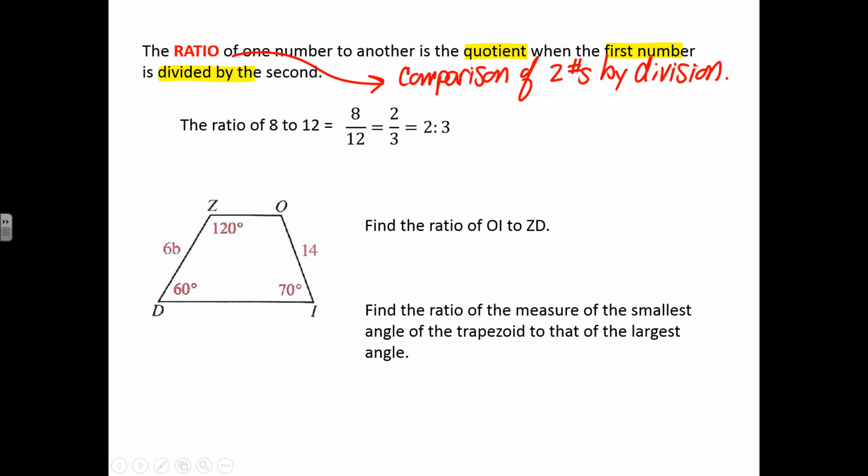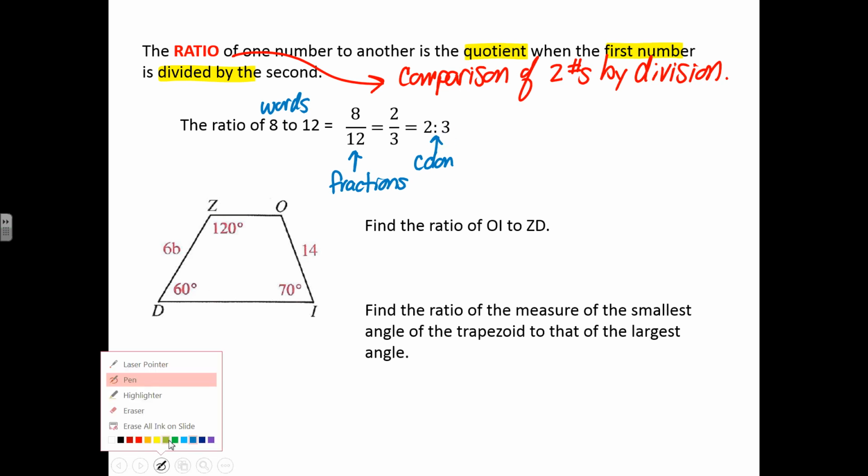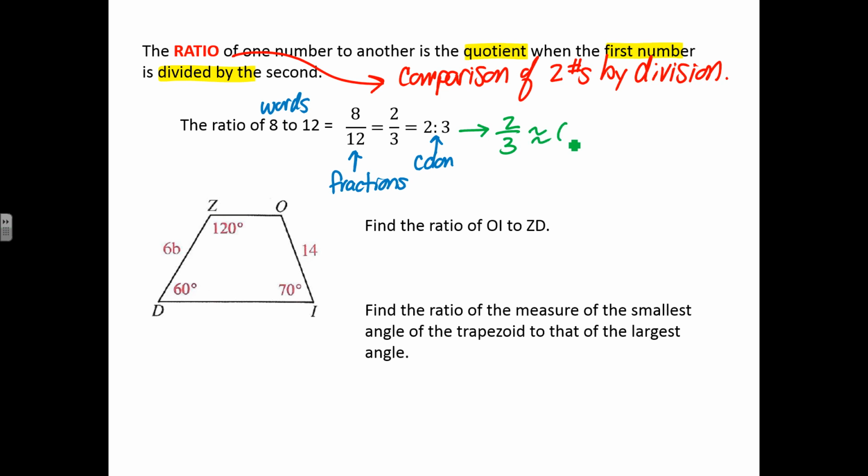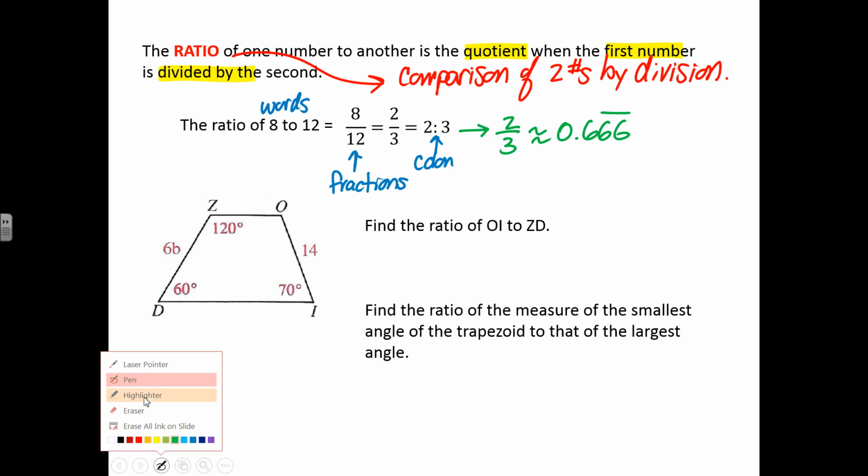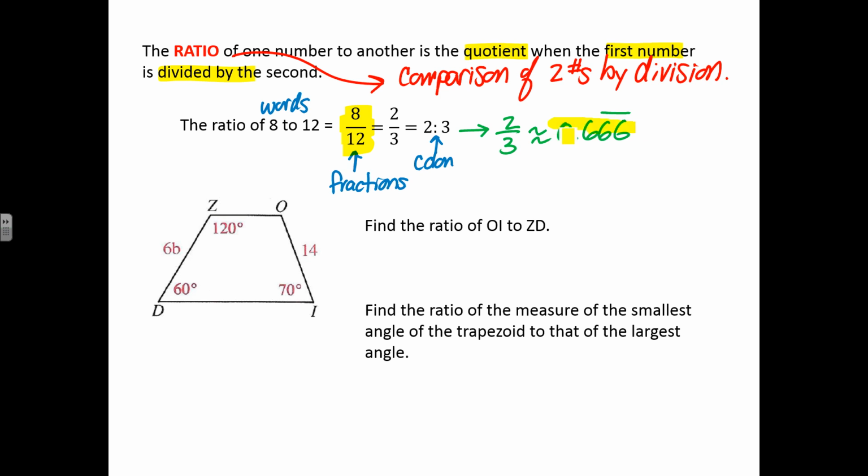You need to be familiar with several forms of ratio. One is using words, 8 to 12. Another one is using fractions. Another one is using the colon. 8 to 12 reduces to 2 to 3, which another way to say is 2 colon 3, and I will add a fourth, decimal, because 2 over 3 is approximately 0.666 repeating. You need to understand that all decimals and all fractions are inherently ratios.